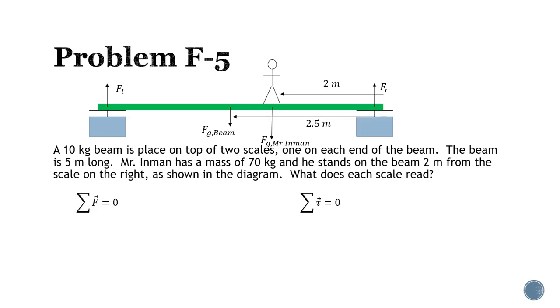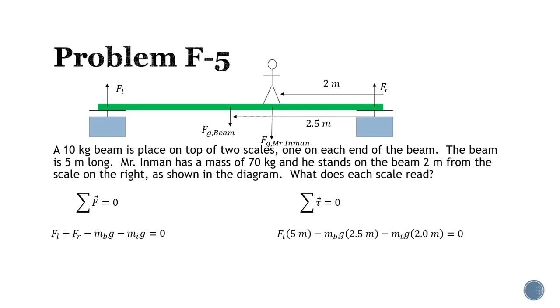So there's two statements we could make. One is sum of forces equals 0, and the other is sum of torques equals 0. What sum of forces equals 0 says is FL plus FR equals mass of beam times g plus mass of Inman times g. Now, unfortunately, with the sum of forces, we have two unknowns.